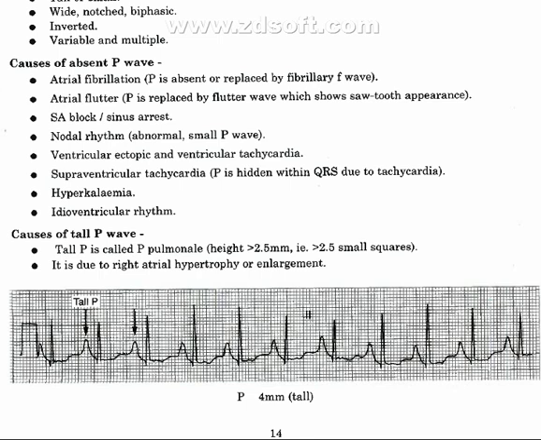Hyperkalemia, idioventricular rhythm. Causes of tall P wave. Tall P is called P pulmonale. Height is more than 2.5 millimeters, that is, more than 2.5 small squares. It is due to right atrial hypertrophy or enlargement. Here the ECG shows a tall P wave. The P is 4 millimeters in height.